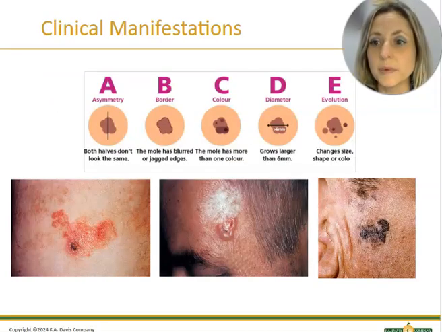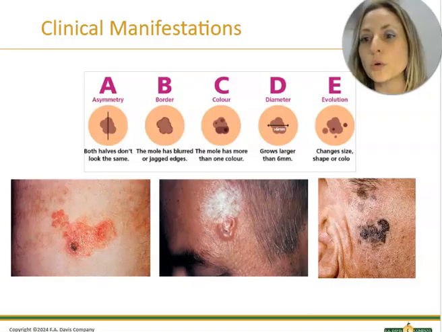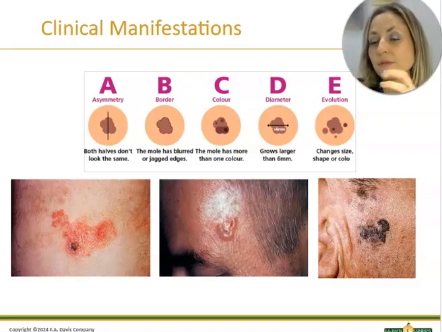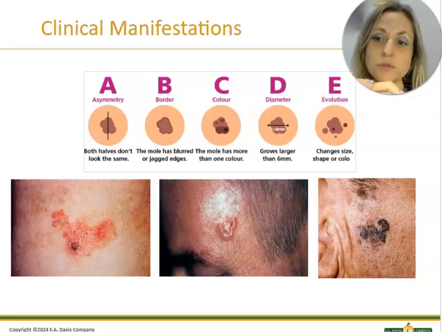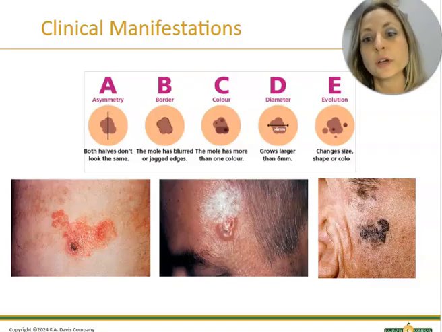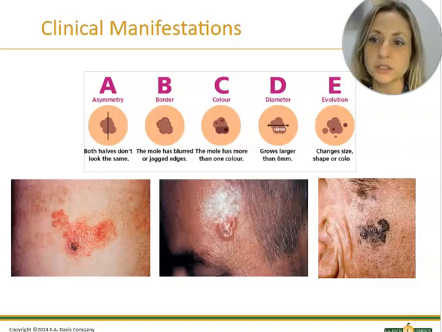Here's a little helpful way to remember some of these clinical manifestations. When we're looking at moles and freckles, we want to make sure they're symmetric, so they're the same on both sides. If you split it in half and those two halves don't match up, then that's a problem. We want the border to be smooth. We don't want jagged or blurry borders. The color should be uniform. If there are several different colors in one mole or freckle, then that's a problem.